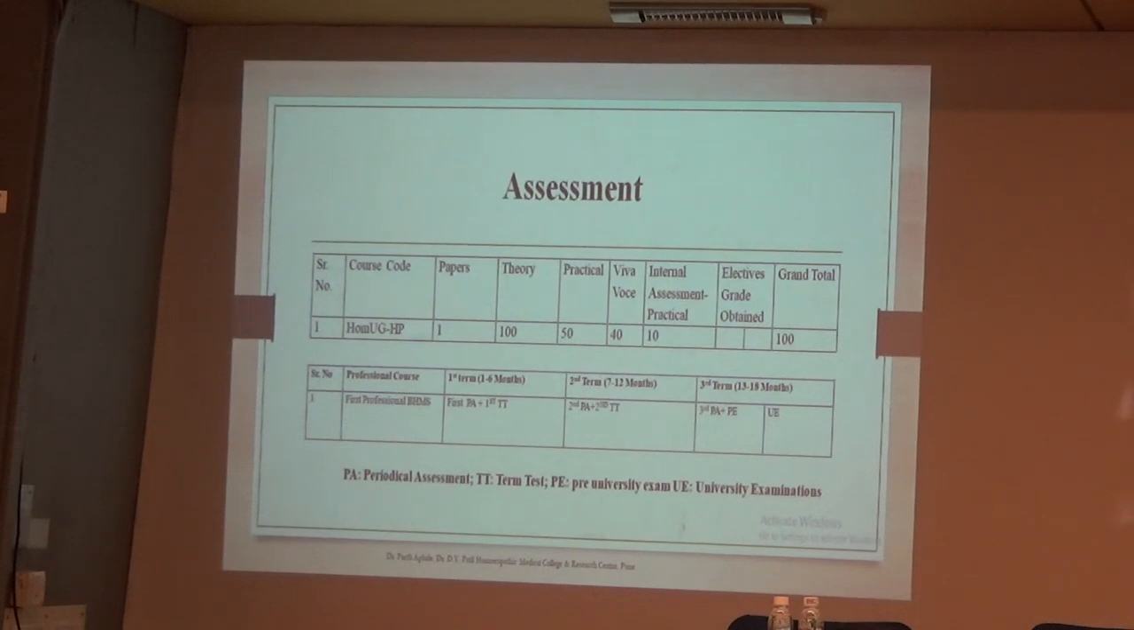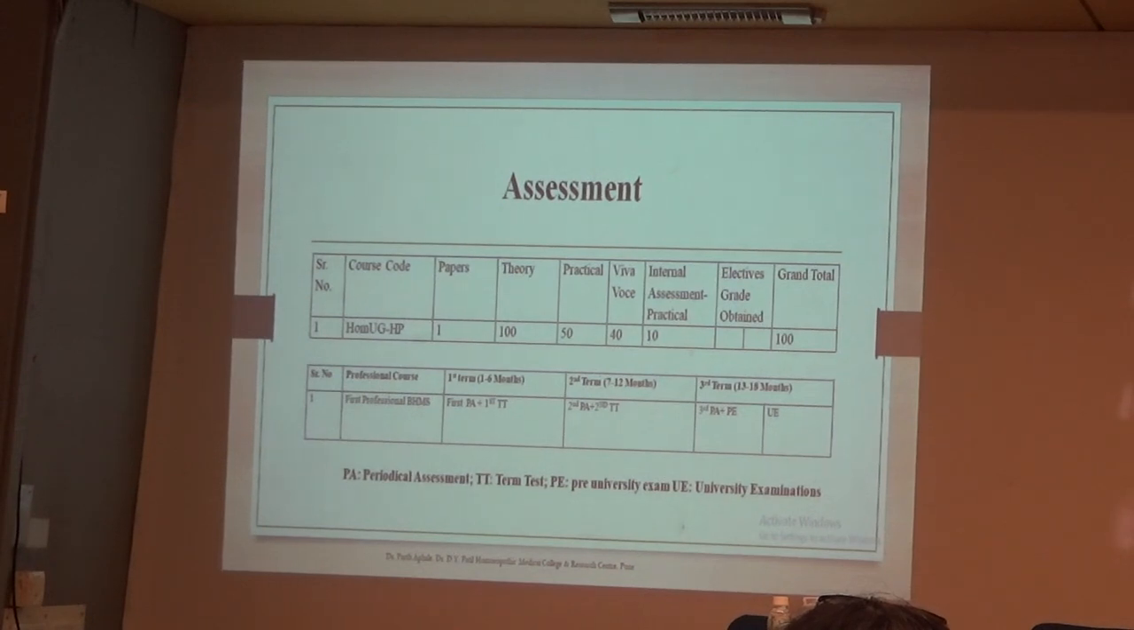In the rough document, it had been given 20, but now it is 10. So it is 10 marks for internal assessment, and practical viva is 90 marks. So 90 plus 10 becomes 100 for your practicals.